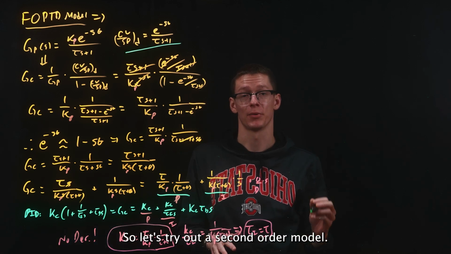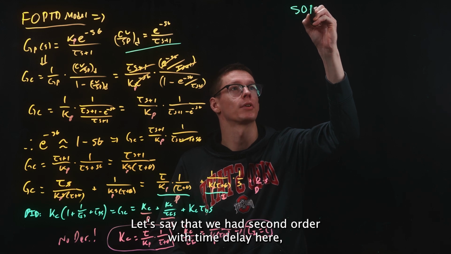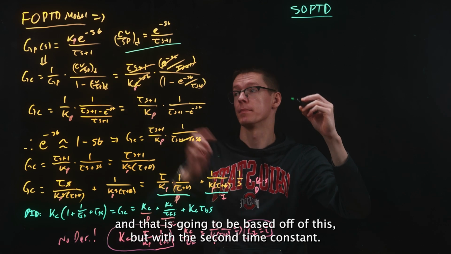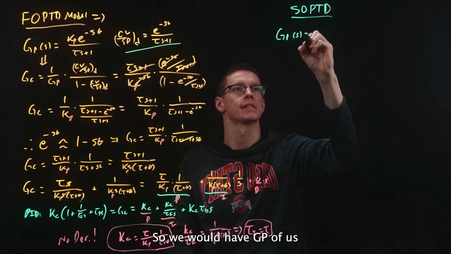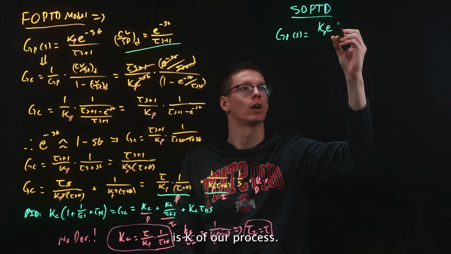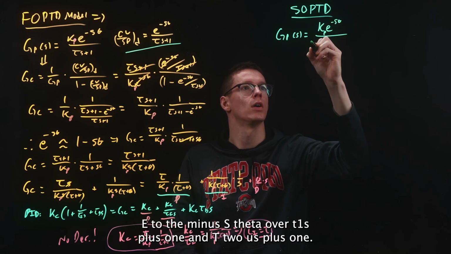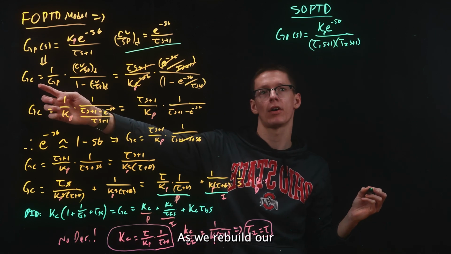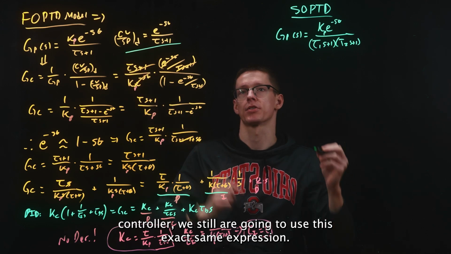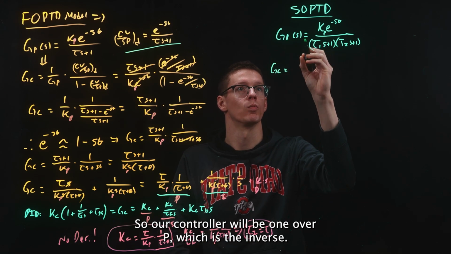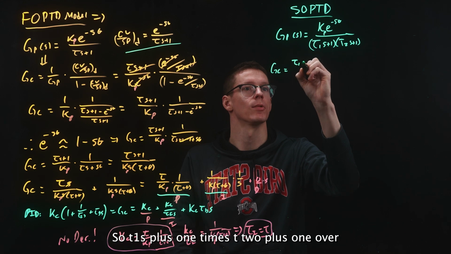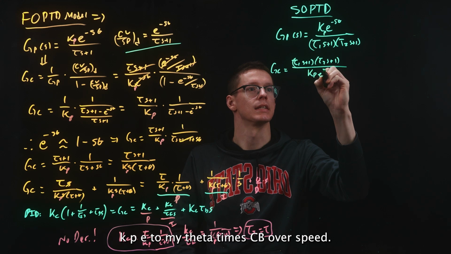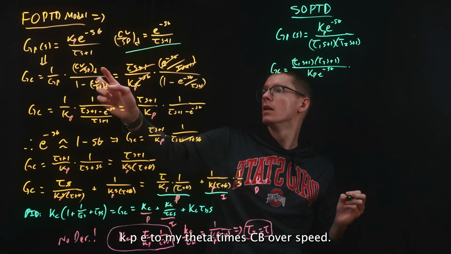So let's try out a second order model. Let's say that we had second order with time delay here, and that is going to be based off of this, but with a second time constant. So we would have Gp of s is Kp of our process, e to the minus s theta, over T1s plus 1 and T2s plus 1. As we rebuild out our controller, we still are going to use this exact same expression. So our controller will be 1 over Gp, which is the inverse, so T1s plus 1 times T2s plus 1, over Kp e to the minus s theta, times Cv over Spd.